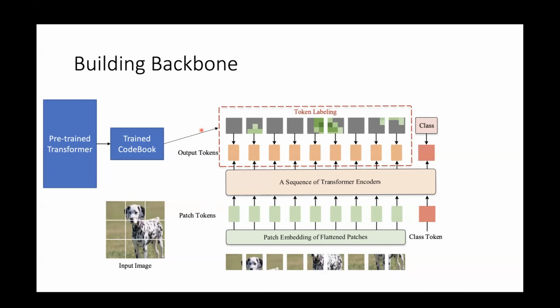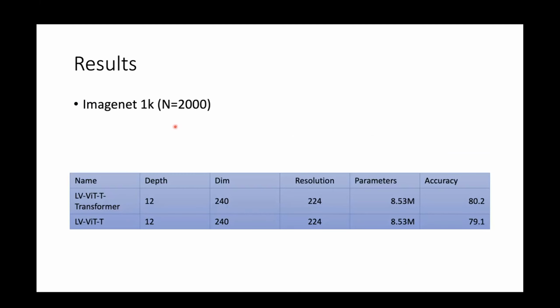Here I did exactly the same thing, and I used a big transformer trained on ImageNet 21K, and I used the trained codebook to label the tokens in the token labeling network. As you see here, with N equal to 2000, the number of labels for the tokens, for ImageNet 1K I get 80.2% accuracy, in contrast to the normal token labeling vision transformers, which is 79.1% accuracy. So I was able to train the transformers and make this work.